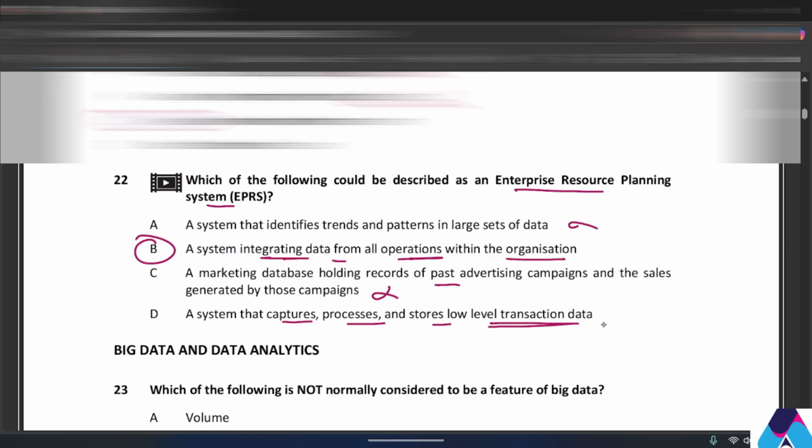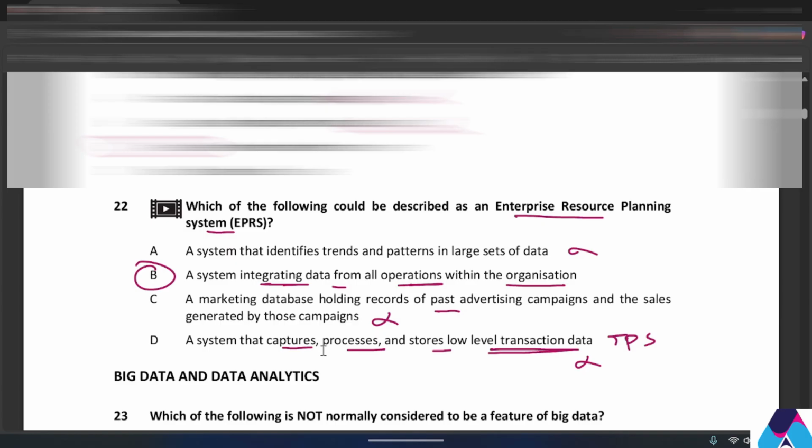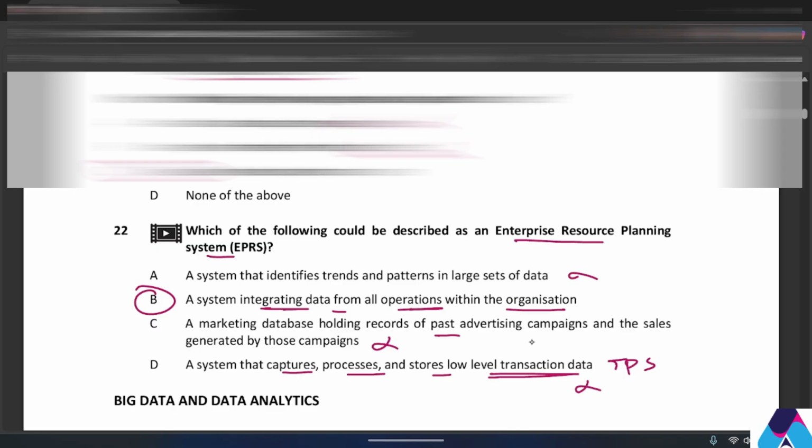That is also not correct, because it's basically the transaction processing system. That is the one that captures, processes, and stores the low level transaction data. Okay. So with that, B is the correct answer, because ERP, remember, is a system which integrates all the key operations, all the key functions of an organization within one software, within one system, right? So ERP, option number B.